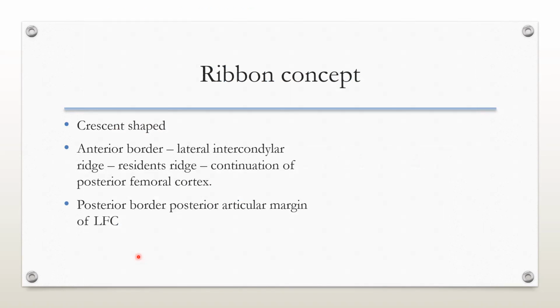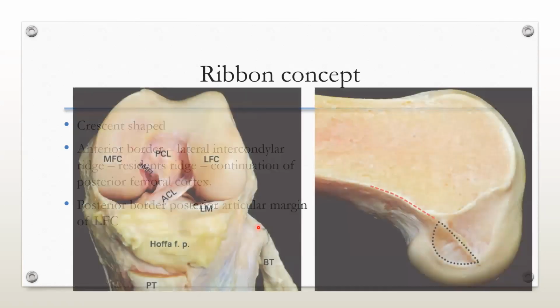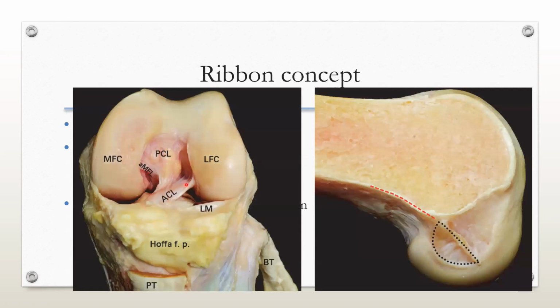So what they mean by the ribbon concept is that the femoral attachment, as discussed, is a crescent shape with the anterior border corresponding to the lateral intercondylar ridge, the resident's ridge, and they say it is more likely a continuation of the posterior femoral cortex, and the posterior border of the attachment is the limit of the posterior cartilage of the lateral femoral condyle. So this is what they mean to say, where in a cadaveric specimen of the intact ACL on knee flexion, they found a flat ribbon-like ACL.